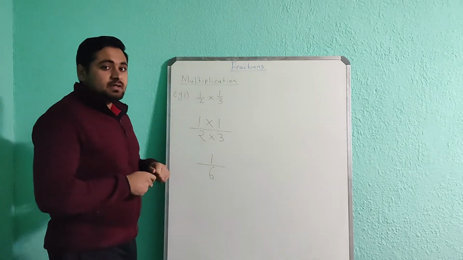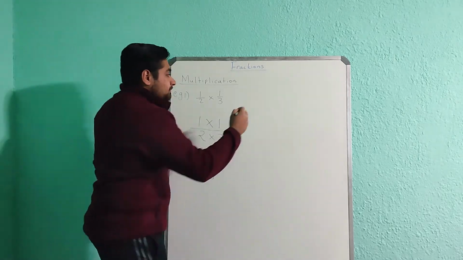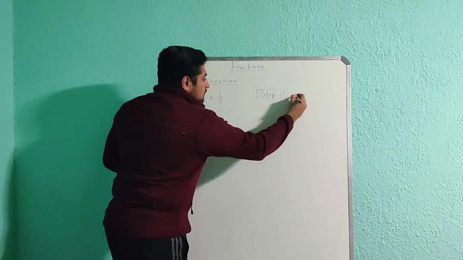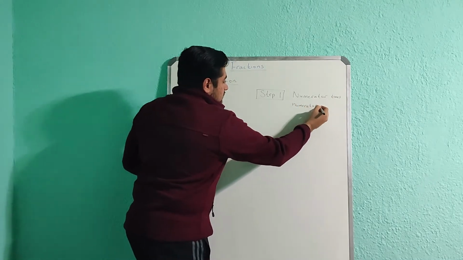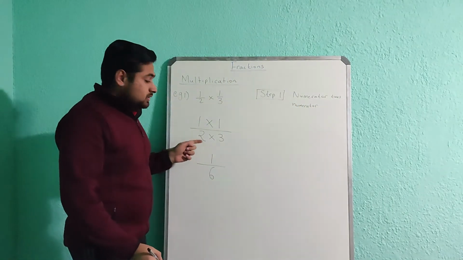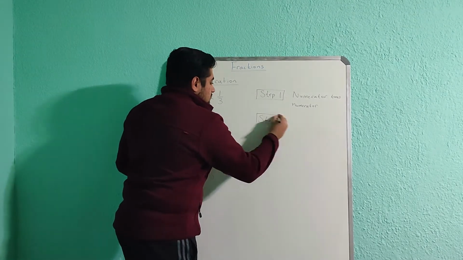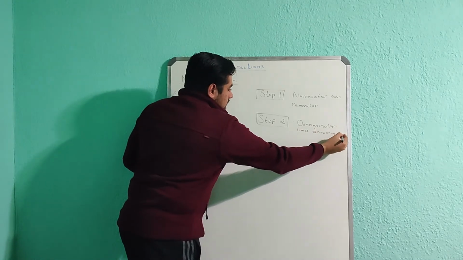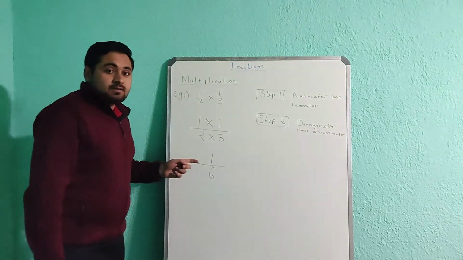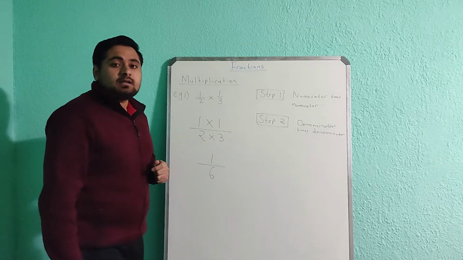What did step 1 say? We first multiply numerator times numerator. And what was step 2? Denominator times denominator. Now what the last step does is simply multiply the numerator and denominator.